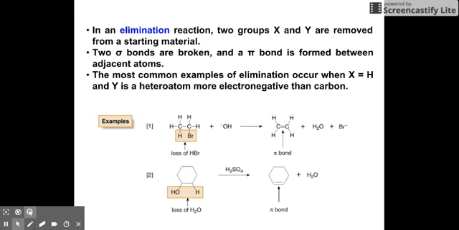Now, let me stop here. We have substitution and elimination. I want you to take note of these two reactions, and you watch out for the next series of this video in which we're going to tackle the other three basic organic reactions. So let me stop here and take note of all the things you've learned from this short lecture.